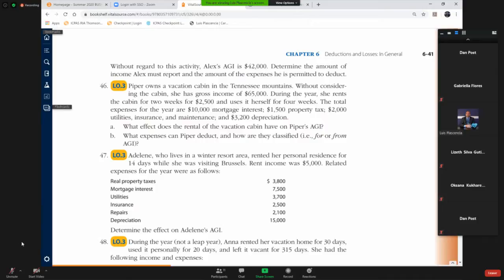Well, if it's rented for 14 days or less, it's not income, right? So no business deduction. So you're right about that. So what happens with the real estate taxes and mortgage interest? That's personal, right? Can you deduct property taxes and interest on your personal tax return? Yes, that's an itemized deduction. So what effect does this have on her AGI? You're right, nothing. No income. What effect does it have on her taxable income? To the extent that she can itemize, these two numbers right here would be part of her itemized deduction. Everything else is not considered an itemized deduction.